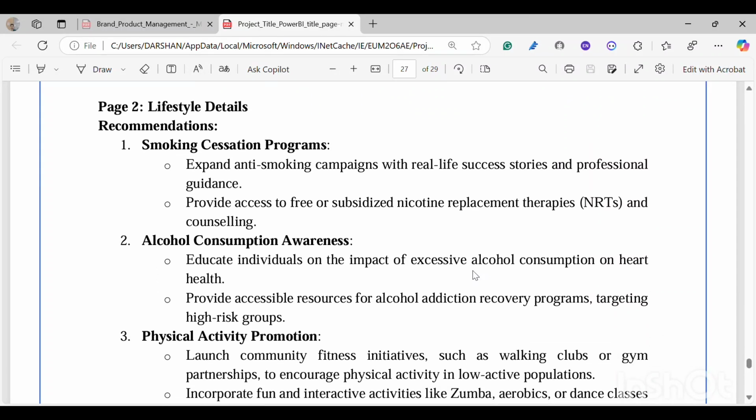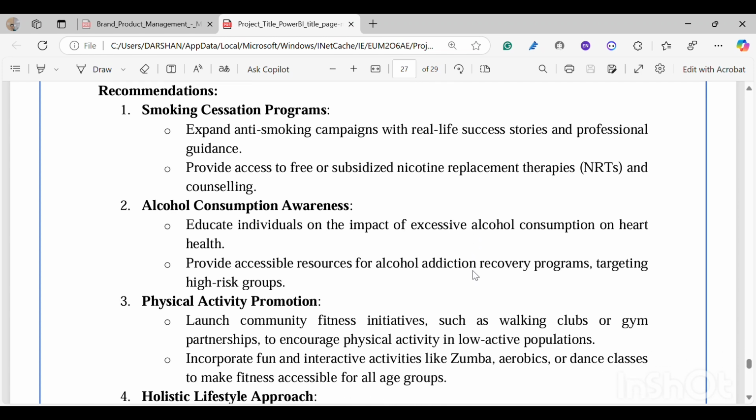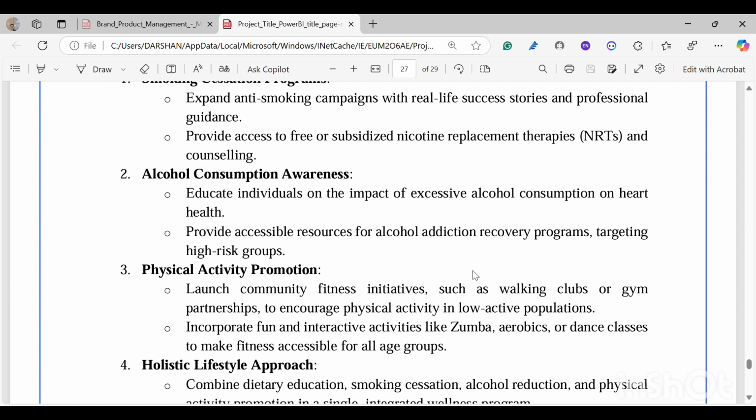For the lifestyle details, a smoking cessation program. The NRT, we all know that Cipla is coming up with Nicorette. There are various products which fall under the category of nicotine replacement therapies. They will help to replace the smoking habit of an individual. So expand the anti-smoking campaign. Alcohol consumption: alcohol is injurious to your health.